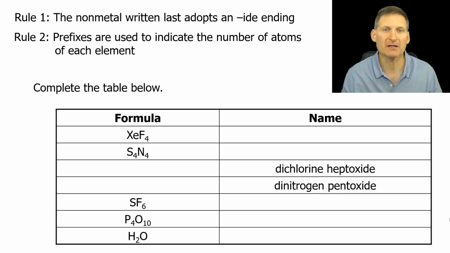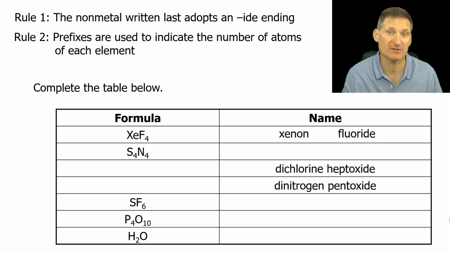Let's practice some by completing this table. We'll do the first row together. We see the first element is xenon, and we don't change the ending of the first element, so the name starts with xenon. The second element is fluorine, but we recall for the element written last, we change the ending to IDE, so that gives us fluoride. Finally, we need prefixes to indicate how many atoms of each. There is only one xenon, so we can leave out the mono, as we said a minute ago. And the fluoride gets a tetra prefix because there are 4 of them. That leaves us with xenon tetrafluoride.